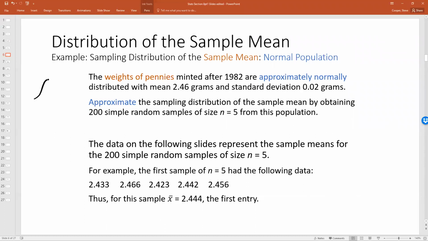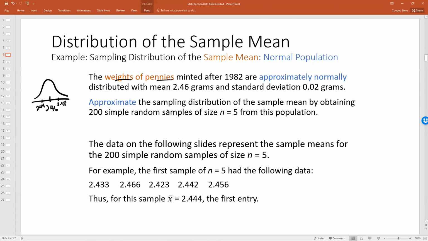So we could draw our little normal curve for these pennies and have our mean, 2.46, and then just count 0.02 over to get one standard deviation away. So this would be 2.44, and this would be 2.48. So that's what we're talking about, weights of pennies.